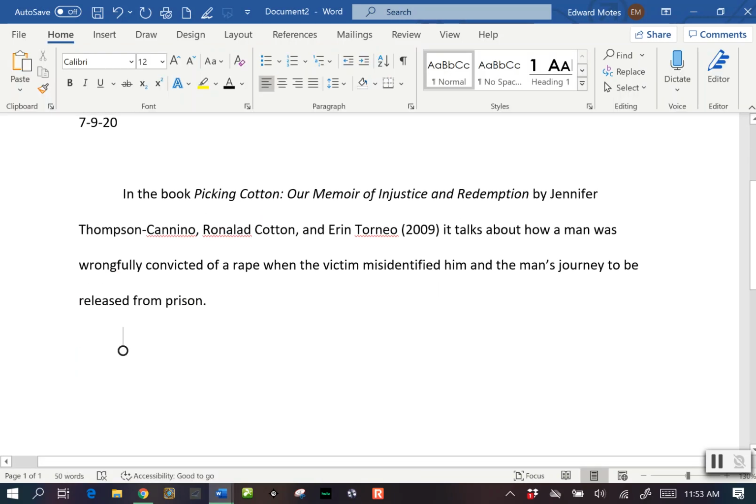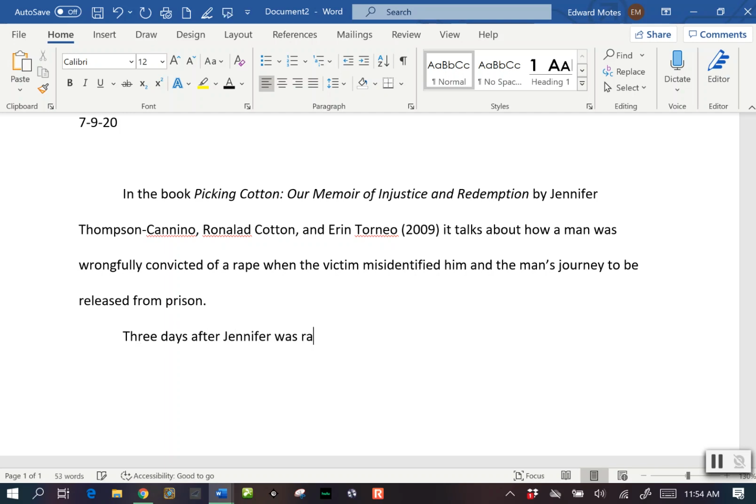So remember, you're going to indent, use the tab key. All right? So the first star I have in my book is where he was when this first all happened. Okay, so 3 days after Jennifer was raped, the police show up at Ronald's house looking for him, and they took some shoes and a flashlight.